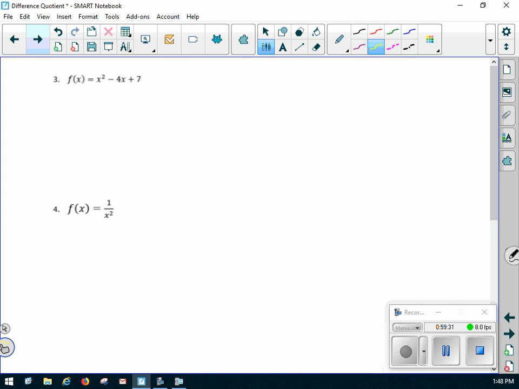Why are we putting x plus h in first? Because the slope of the secant line is f of x plus h minus f of x over h. When I'm doing these, I'm finding the slope of the secant line. That's what I'm doing. So f of x plus h.